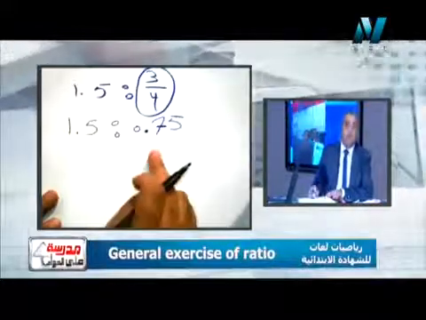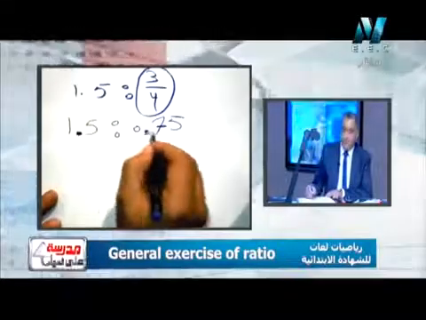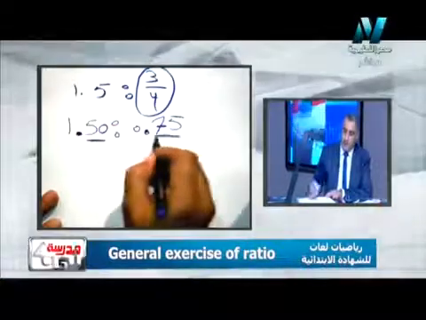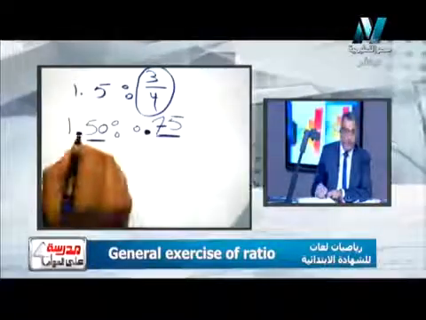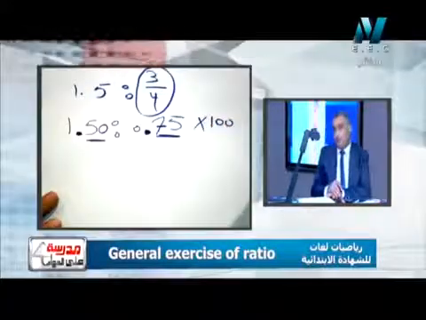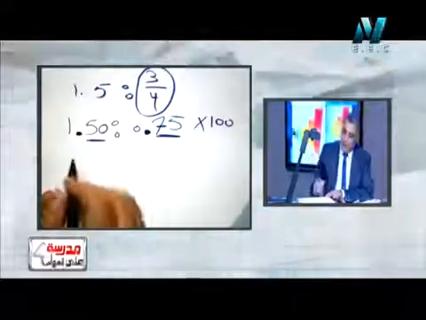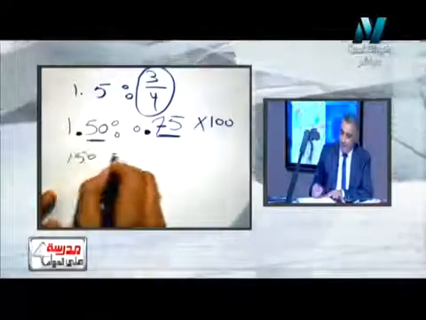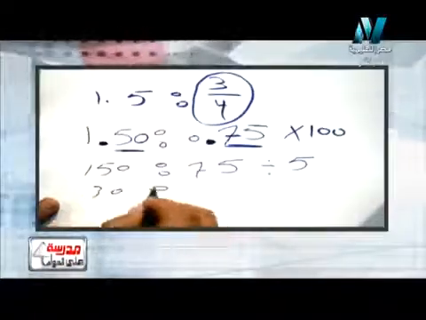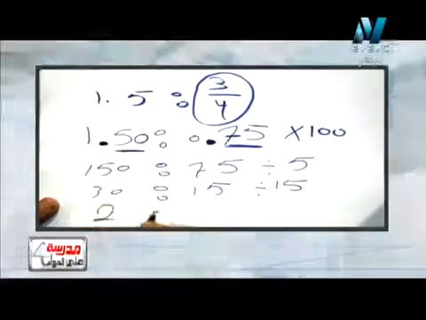We have now two decimal numbers. One of them has the decimal point after 1 digit, and the other after 2 digits. We have to add 0 so both have the decimal point after 2 digits. We have to multiply them by 100 to cancel the decimal point, as we said before. The result will be 150 to 75. We can divide by 5 to get 30 to 15. We can divide by 15 to get 2 to 1.